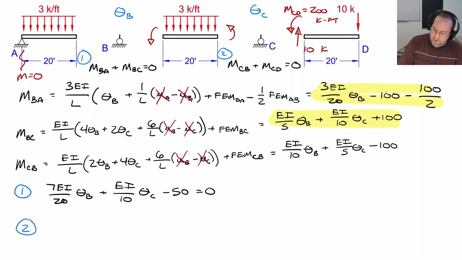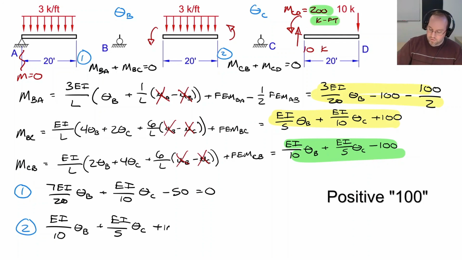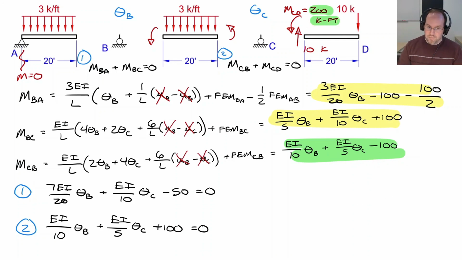And for my second equation, I need to take the sum of moments at C, so that's this moment that I calculated here, and MCD is just 200 kip feet. So adding those two together, I'll find that this is EI over 10 times rotation at B plus EI over 5 times rotation at C, and then I'll have a minus 100 here plus 200, so that ends up with a positive 200 is equal to 0.